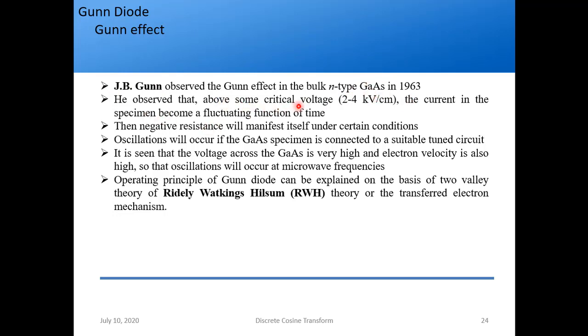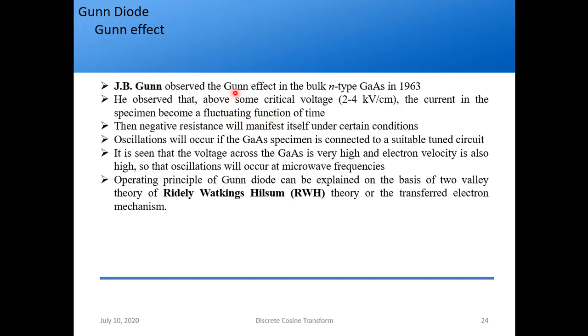So you observe that above some critical voltage, so we'll again see what this critical voltage is, 2 to 4 kilovolt per centimeter, the current in the specimen becomes a fluctuating function of time. So after a certain voltage, even though you are applying a DC, what is happening? It is depending on time. So that is what was observed by Gunn.